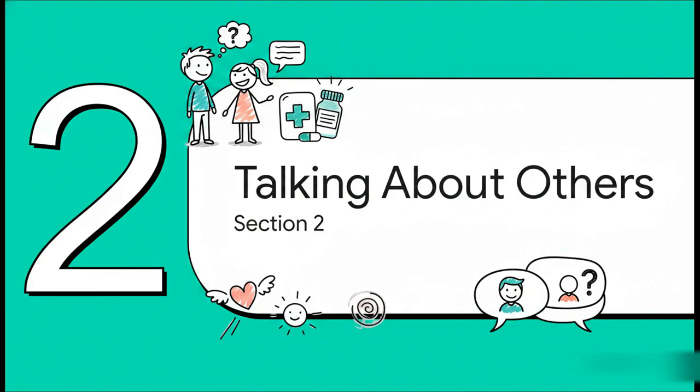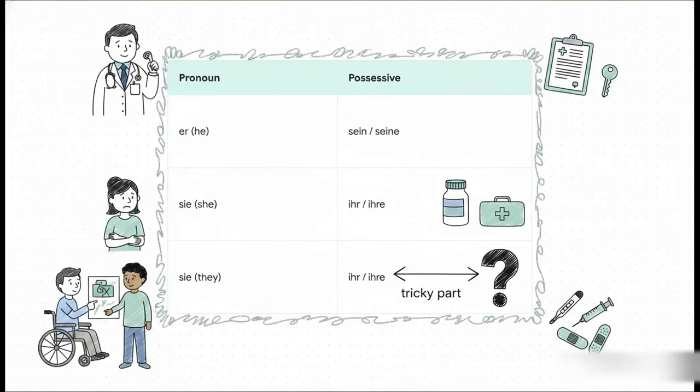Okay, so you've totally got this for talking about yourself. But what if you're not the one who's sick? What if you're with a friend or your partner or your kid? Now you need to know how to talk about them. Well, to talk about other people, you just swap out the pronoun. It's pretty logical. For he or er, the possessive is sein. For she or sie, it becomes ihr.